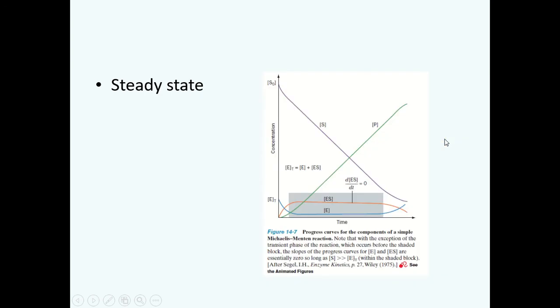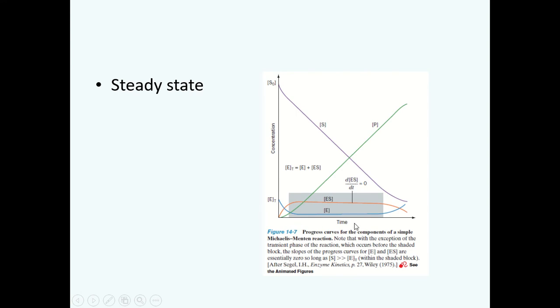Another very important concept regarding the kinetics of enzymes is the assumption of steady state. Steady state, the word steady means constant, maintaining. So the steady state is a state which refers to the constant concentration of the enzyme substrate complex. This is represented by this graph here.